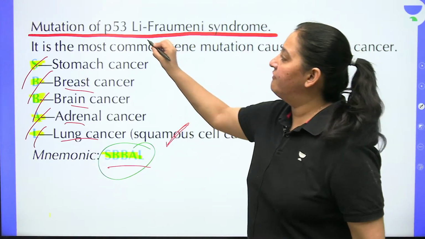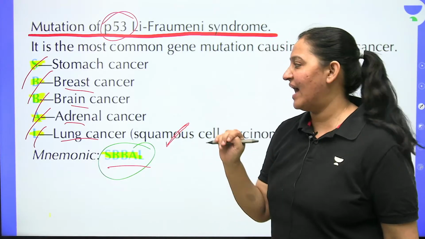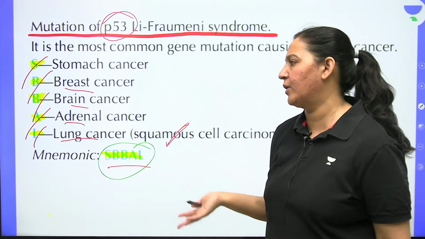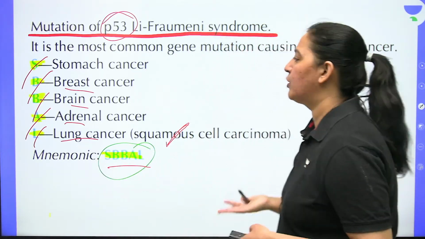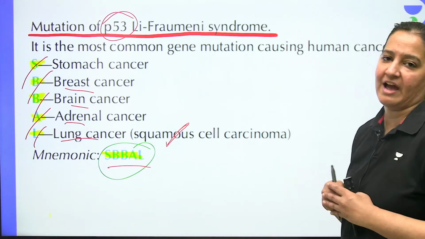So this person with mutated P53 gene, he will have 5 cancers in the life. The mnemonic is SBBAL. You can make some other mnemonic also. Okay. So you can make BALS, BALS. Okay. Whatever mnemonic you like, learn that. So these are the cancers which can occur in Li-Fraumeni syndrome.